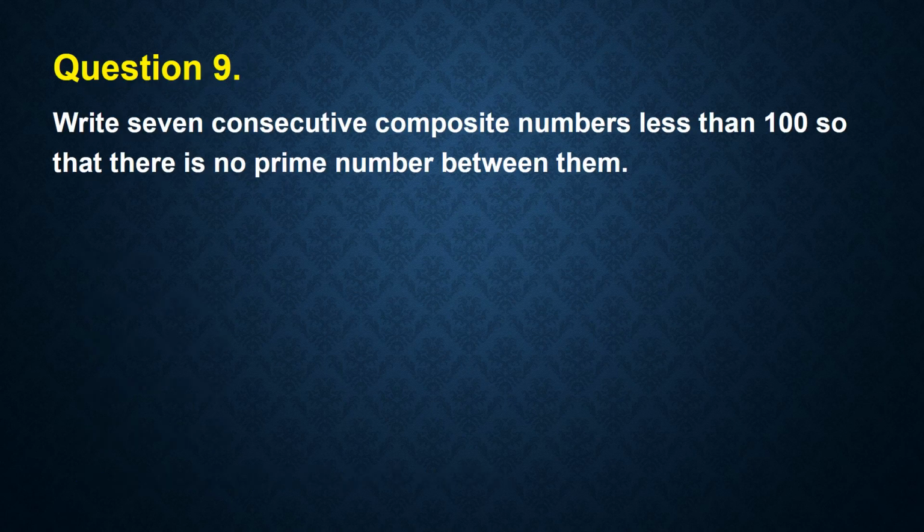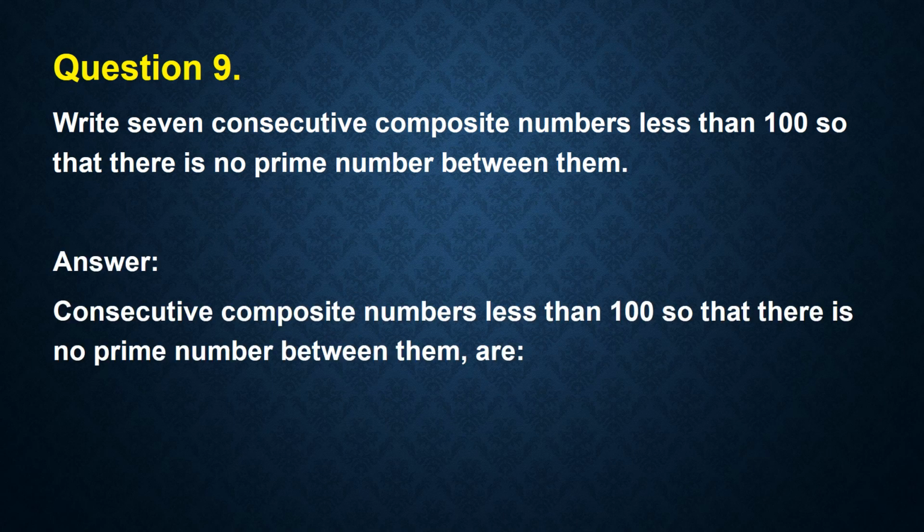Question number 9. Write 7 consecutive composite numbers less than 100 so that there is no prime number between them. The answer is, consecutive composite numbers less than 100 so that there is no prime number between them are 90, 91, 92, 93, 94, 95, 96. This is a sequence in which there is no prime number in between.